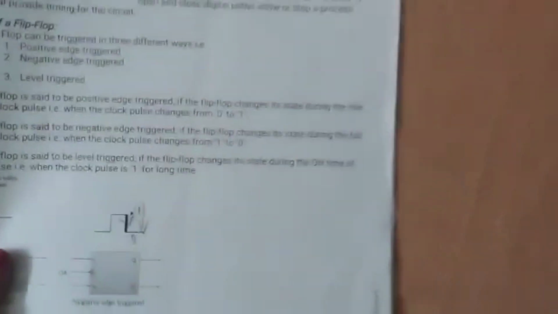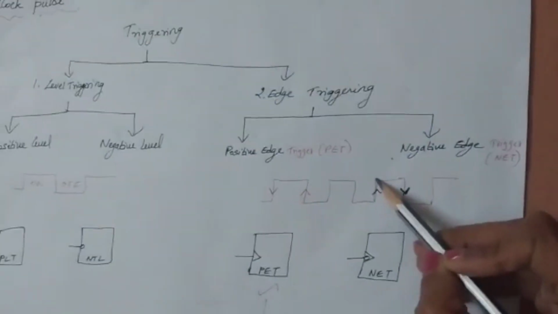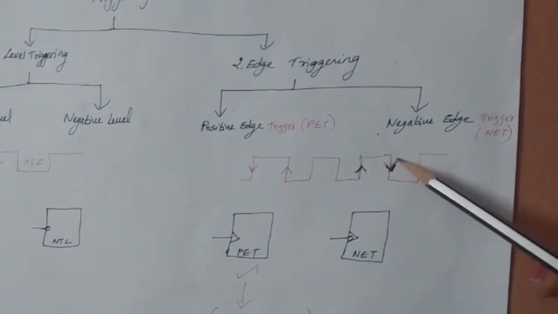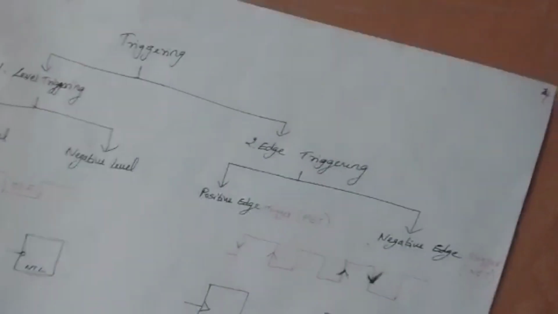So here it shows us the positively triggered pulse. For that we put a triangle. For a negatively triggered pulse, we put a triangle with a bubble. Okay, so now we'll move on to flip-flops.